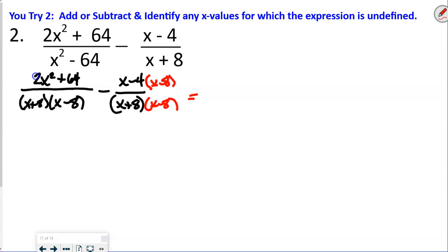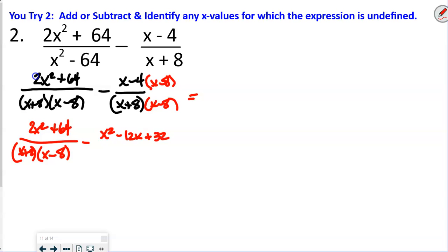Now we should have a common denominator. So we're going to go ahead and simplify this. 2x squared plus 64 over x plus 8, x minus 8, minus x squared. Negative 8 minus 4 would be minus 12x plus 32, because negative 4 times negative 8 is positive 32, and we still have x plus 8, x minus 8 here.